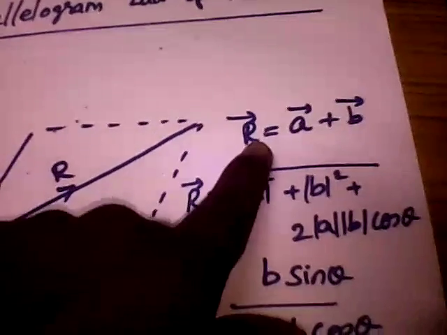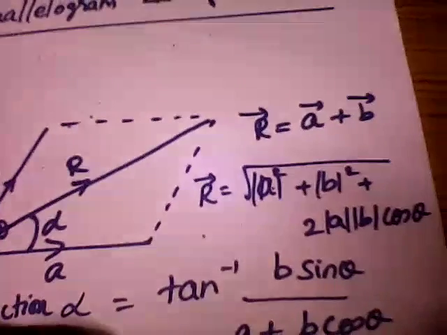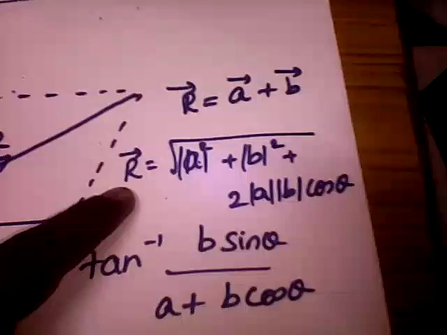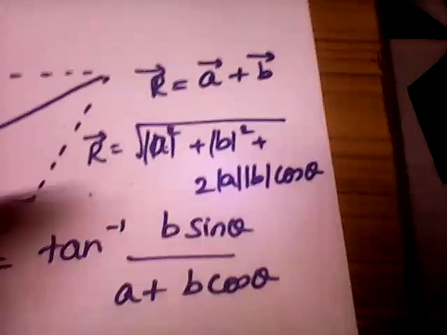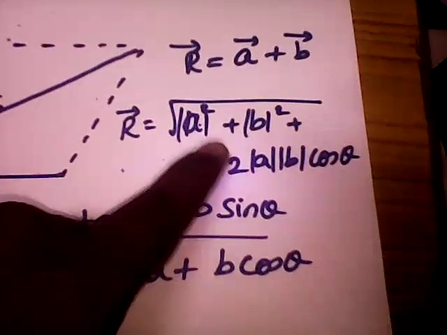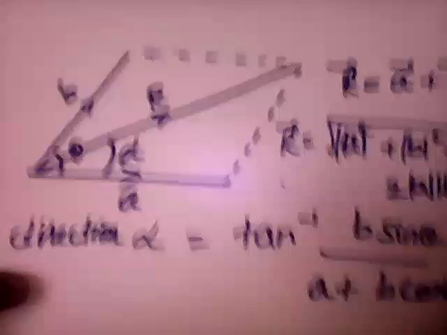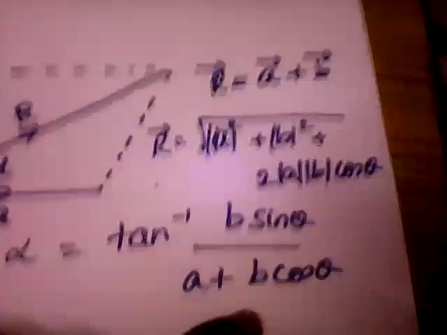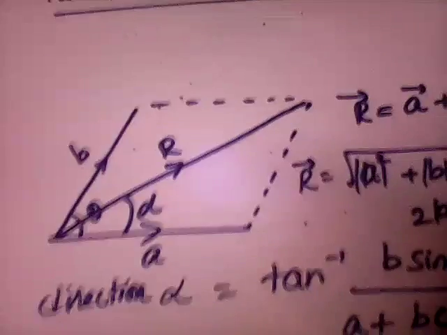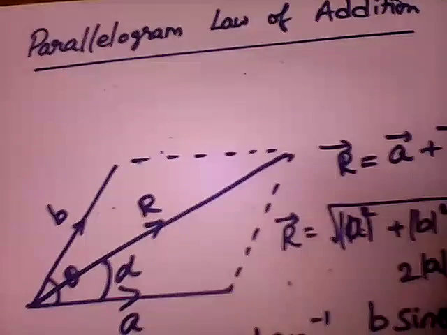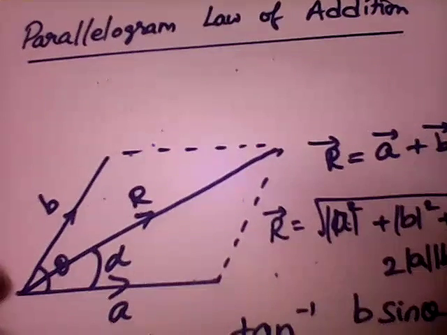So, R is equal to A plus B vectorially, but analytically it is equal to the square root of A square plus B square plus 2AB cos theta, where A and B are taken as only the magnitude values. Similarly, the direction alpha is tan inverse of B sin theta divided by A plus B cos theta. From this, we come to know there are two types of law of addition for vectors. One is the triangle law of addition, another one is the parallelogram law of addition.